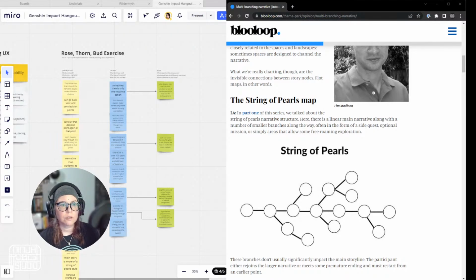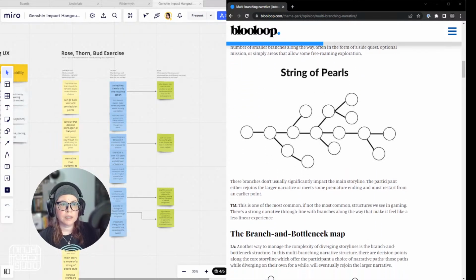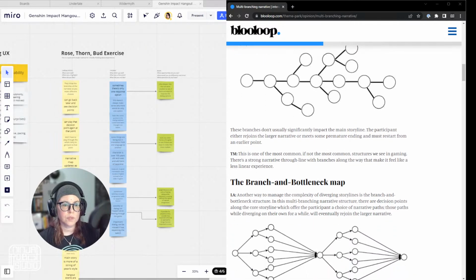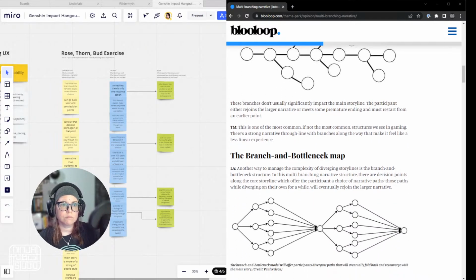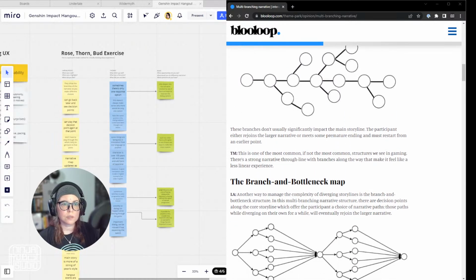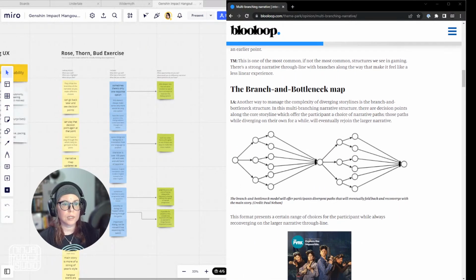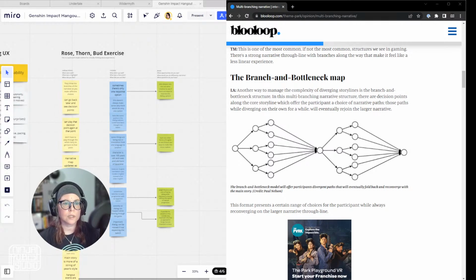This is the String of Pearls map. This is a common one, and I would say that Genshin Impact, for the most part, follows this one, where you have a main storyline that your decisions don't really change the outcome of. But then you also have side quests that go off into their own branches that you can do as well. A lot of games have that. That's probably the simplest type of branching narrative out there. And then there are other types of branching narrative, and I would say that a lot of games have a mix of these things in them.